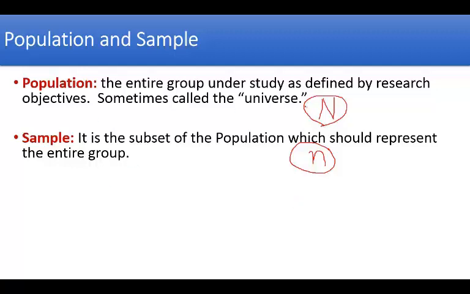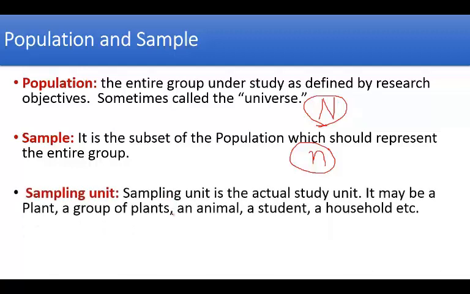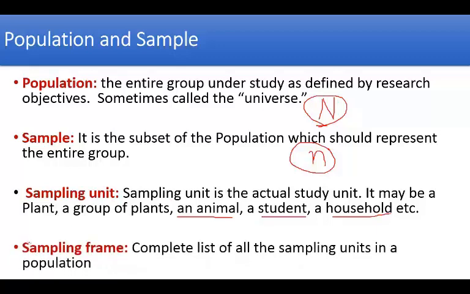So in population, each and every object is known as a sampling unit. Sampling unit is basically a unit which can be included in the sample. It depends on your population: sometimes the sampling units can be animals, sometimes students, sometimes households, or sometimes even a member of a household. Depends upon your study. If you list all these sampling units, that will make up a sampling frame. Sampling frame is basically a complete list of all sampling units in the population.